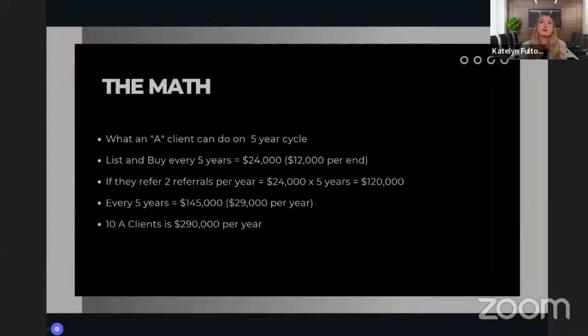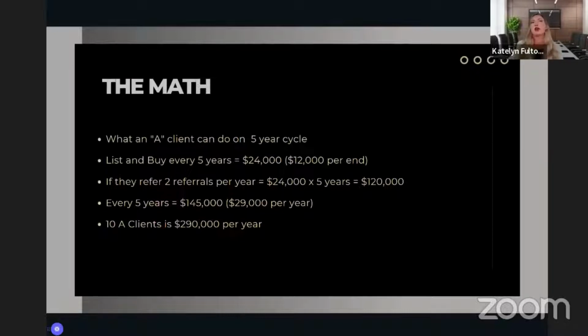Okay, so here's the math. If we want to break it down and why it's important, maybe it'll make a little bit more sense when you see how much money these people will give to you. So an A client can typically be on a 5-year cycle. These guys may not be with you for the rest of your life, but if you have a good A client, they could be very good to you for 5 years. So they may list and buy every 5 years.